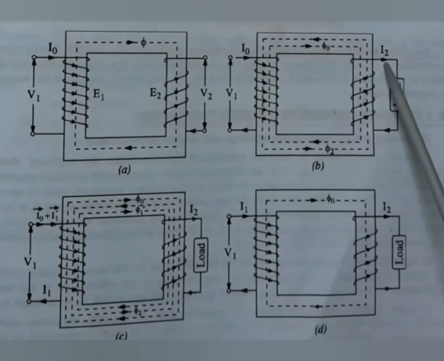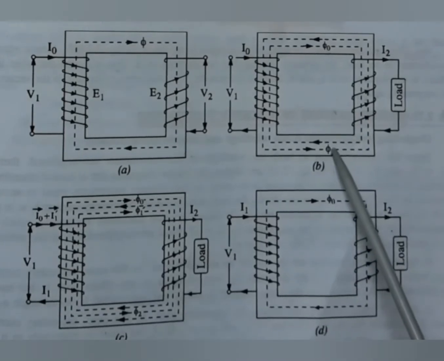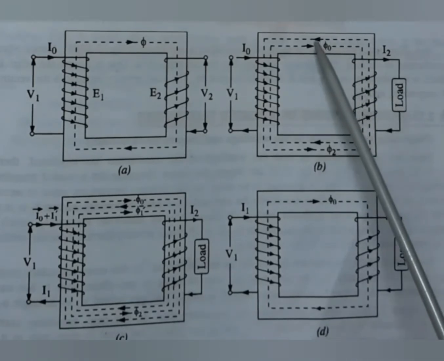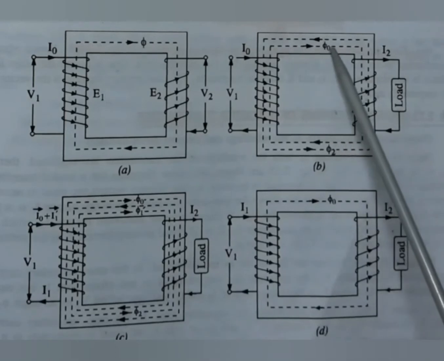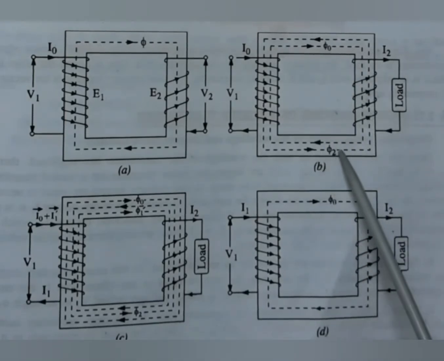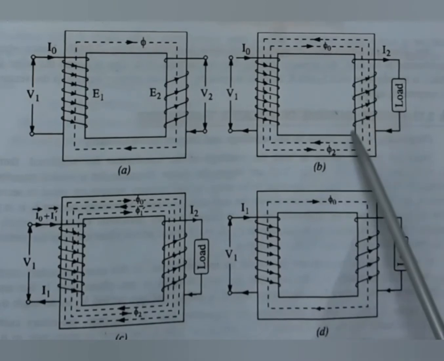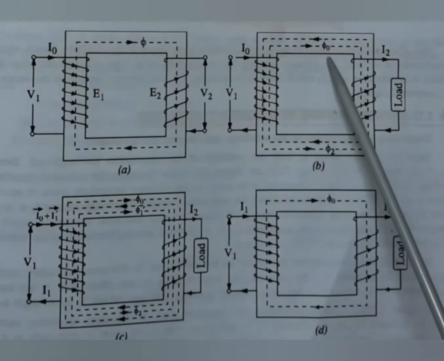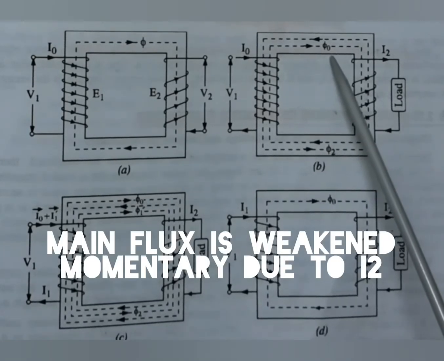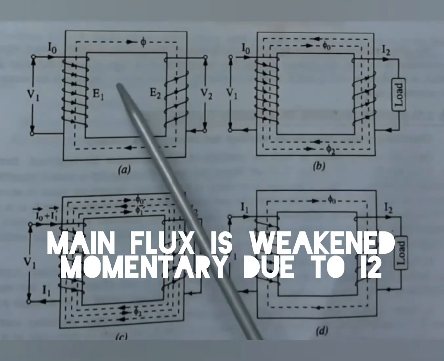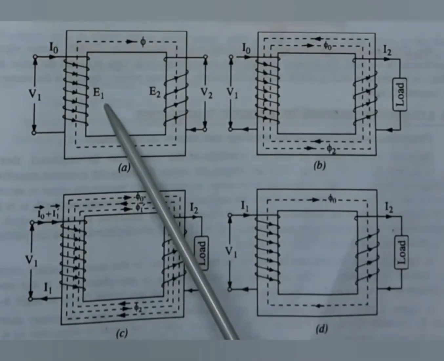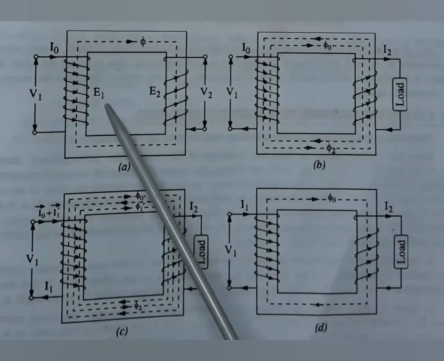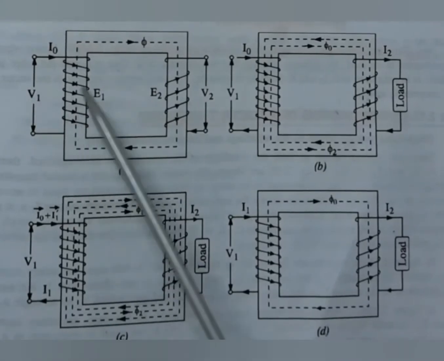This I2 will produce its own flux phi 2, and this phi 2 will be in opposition to the phi naught. Phi naught is in clockwise direction and phi 2 is in anti-clockwise direction. As this phi 2 is in opposition with the main flux, it will weaken the main flux. So if the main flux is weakened, we know that the main flux was producing E1, so E1 is also weakened. As E1 is weakened, V1 will be more than E1.